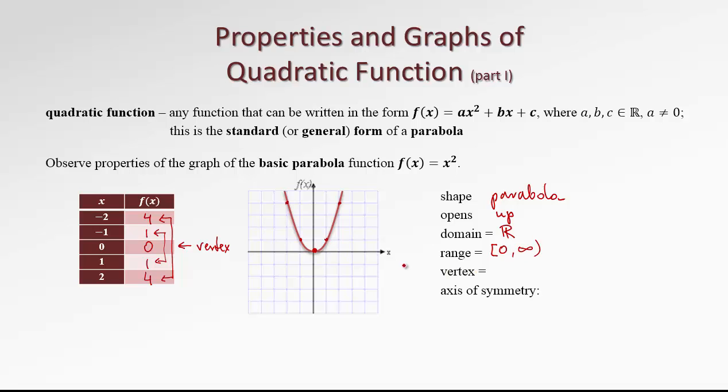And the vertex of this graph is (0, 0). As a matter of axis of symmetry, that's this line. This is the y-axis, so the equation of this line is x equals 0. Just for clarity, we use the usual scale, where 1 square represents 1 unit.